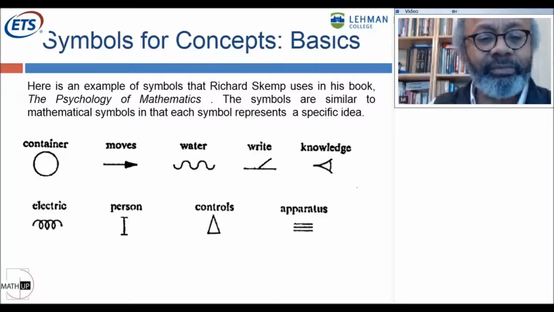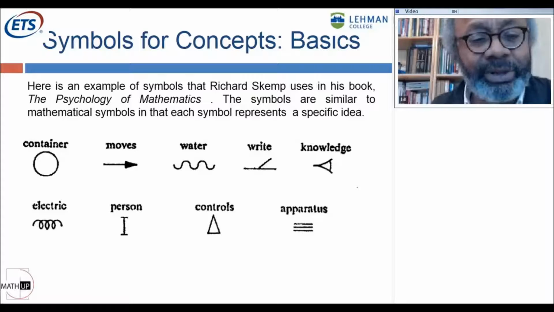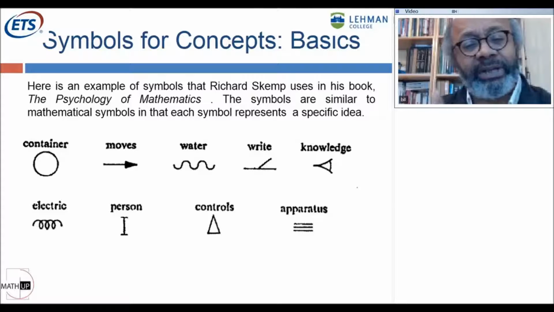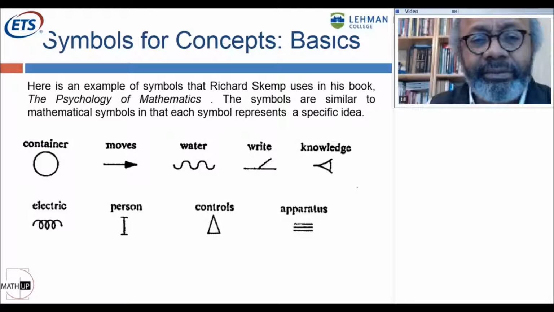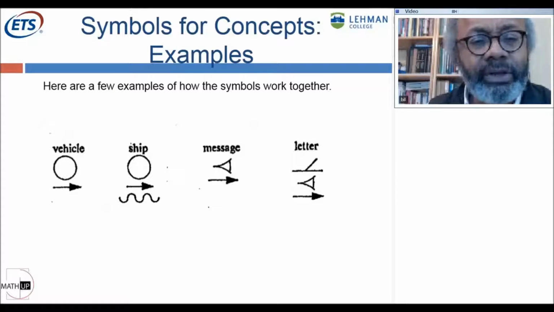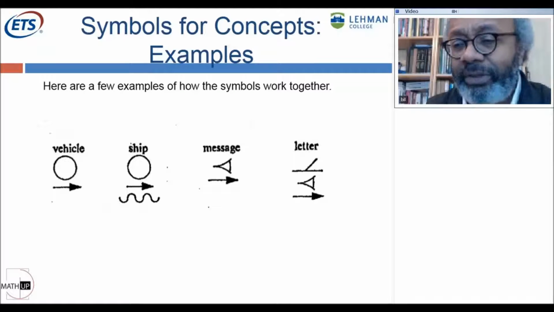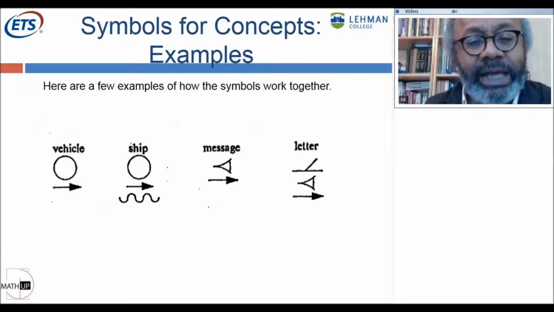And then this wire has the meaning of electric. And in the 21st century, this was written in the 1970s, but we might also think of that electric as electronic. And he gives some examples of how these symbols may work together. So if you have a container that moves, we typically call that a vehicle. A container that moves on the water, a ship.